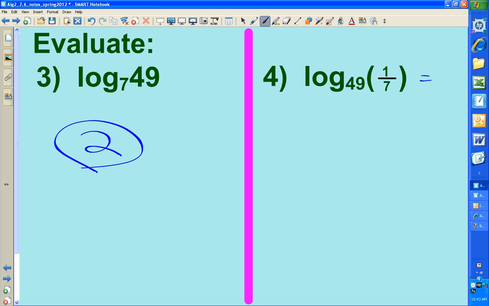So set it equal to z and use the definition of a log. How can I rewrite the 49? 7 squared. How can you rewrite the 1 over 7? 7 to the negative 1 power. Yeah, push it up. The power becomes a negative. Now we have the same base.